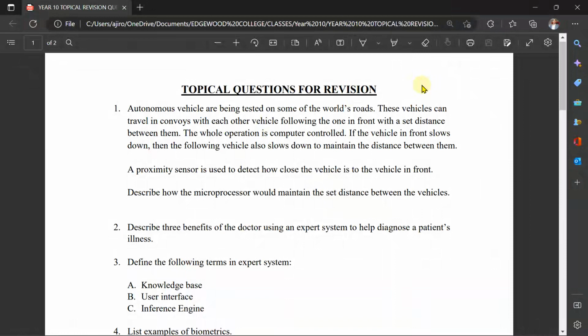Question 2, describe three benefits of doctors using an expert system to help diagnose a patient's illness. Now, this particular question has been covered in the IGCSE revision questions, I think in part 1 or part 2.